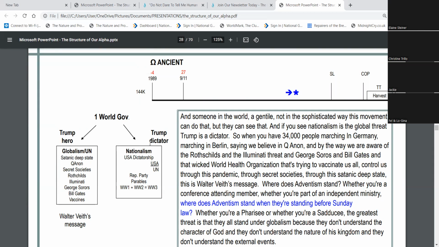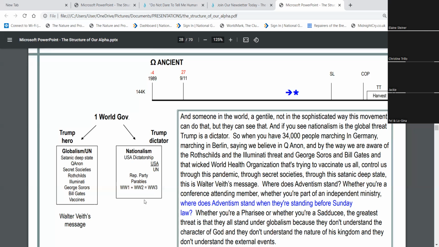So when you have 34,000 people marching in Berlin, Germany, saying we believe in QAnon, and by the way, we are aware of the Rothschilds and the Illuminati threat and George Soros and Bill Gates and that wicked World Health Organization that's trying to vaccinate us all, control us through this pandemic, through secret societies, through the satanic deep state, this is Walter Veith's message.